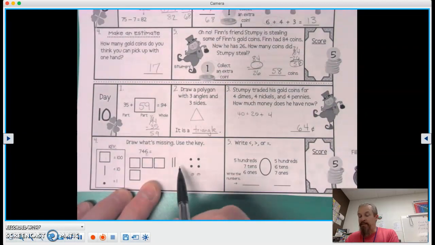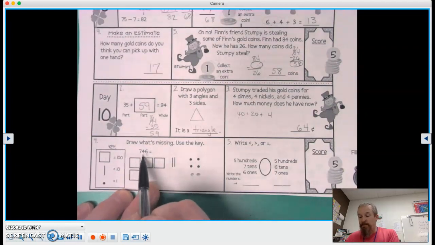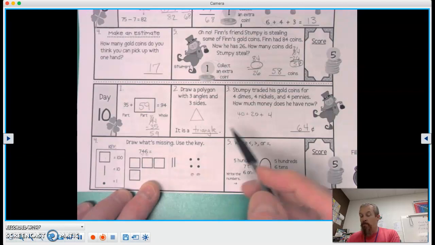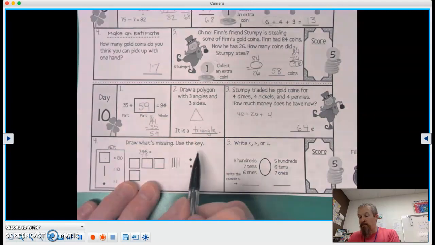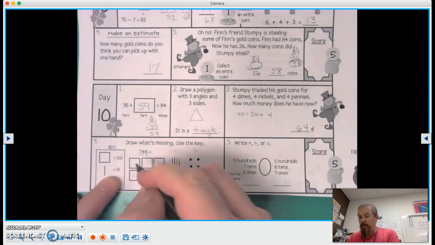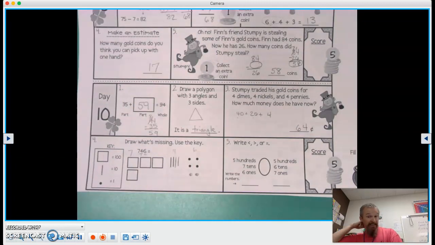Now let's look at the tens. I see there's 2 tens, but this says a 4. So we need to make this a 4. There's 1, 2. That's 4 in the tens column. So there's a 6. There's your 4. This needs to be a 7. I only see 4 right now.